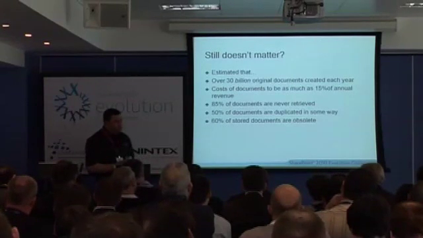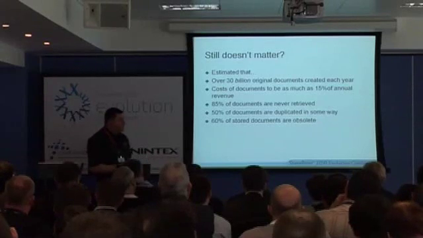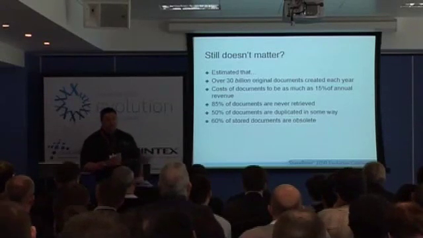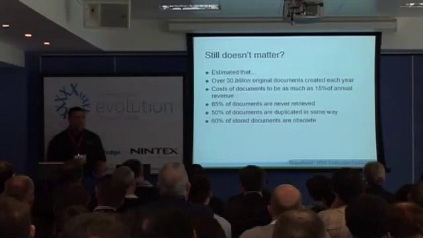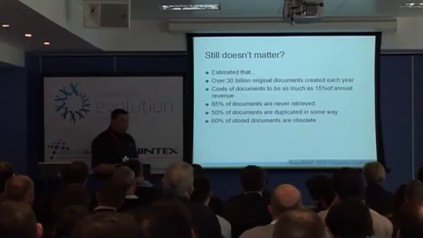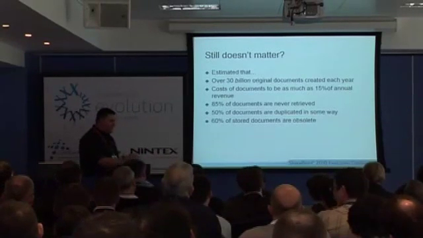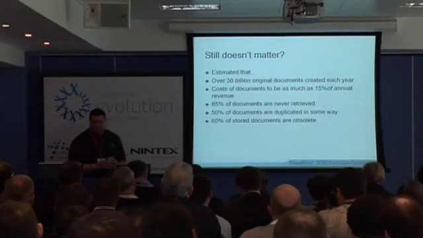60% of the documents stored on systems are in some way obsolete. They're out of date, they're inaccurate, they're wrong. But nobody knows it because no one's seen them. Nobody can find the information. How do we know that that information is correct in the first place?